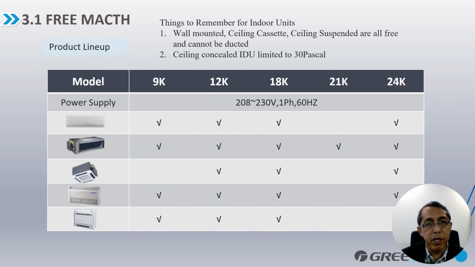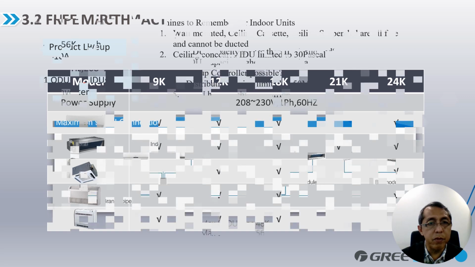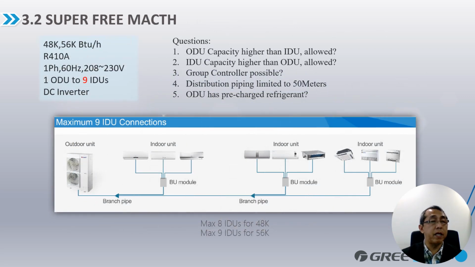Things to remember for indoor units: wall-mounted, ceiling cassette, ceiling suspended are all free blow and cannot be ducted. Ceiling concealed indoor unit, this one, is limited up to 30 Pascal. So you have to design it properly so you won't restrict the airflow.